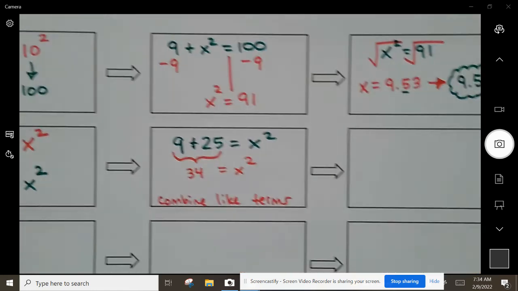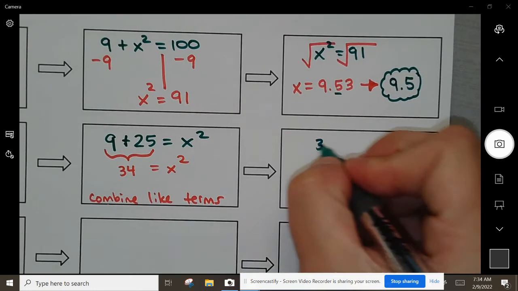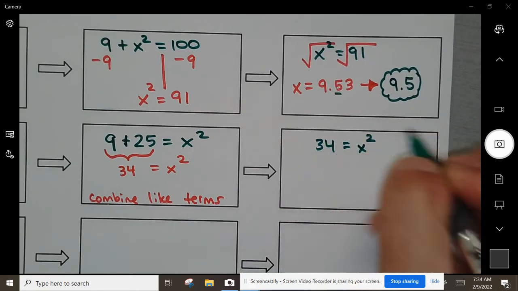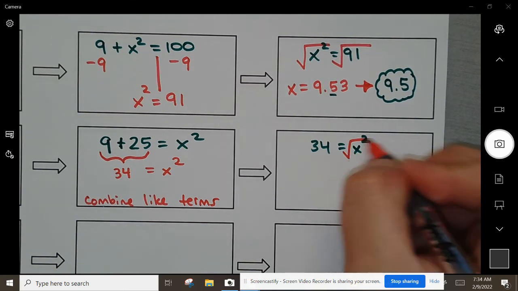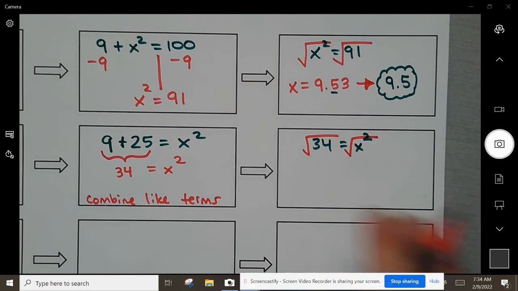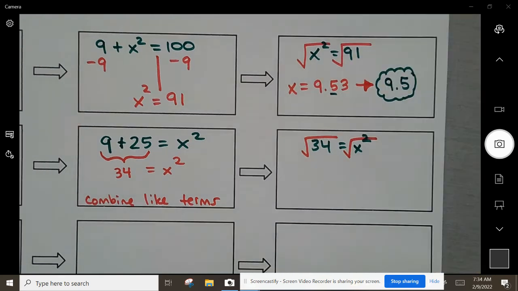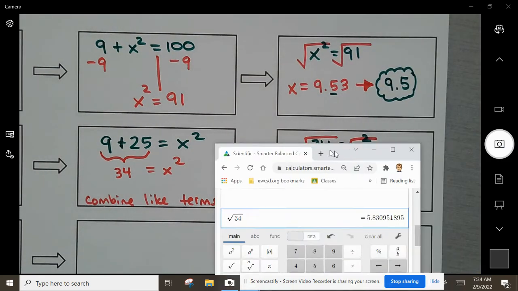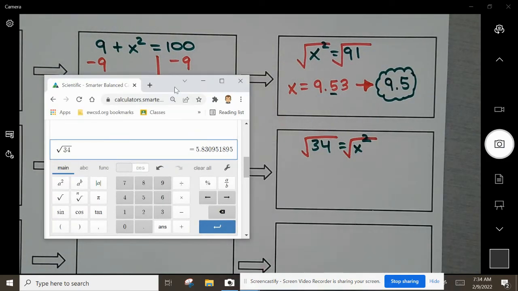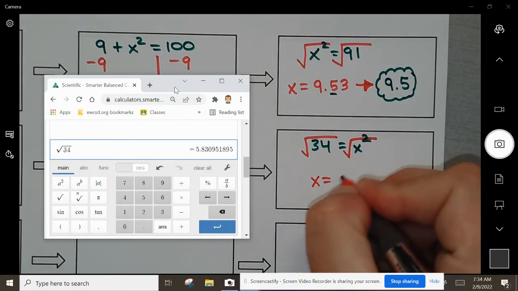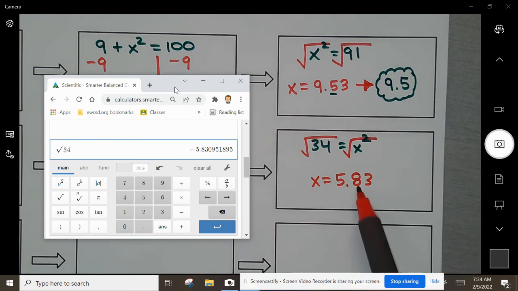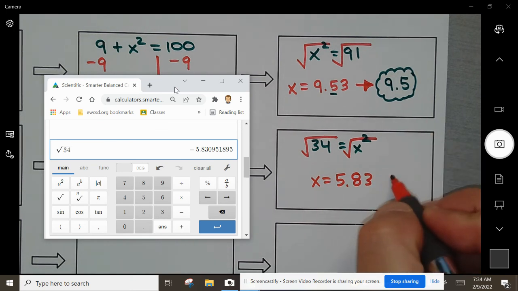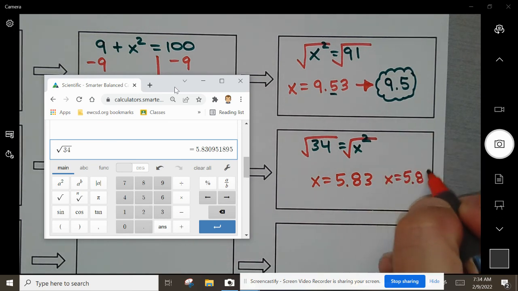Now let's move that over here. 34 equals x squared. Square root both sides. And the square root of 34 is going to be, put this over here, I get 5.83. X equals 5.83. Does that 3 do anything to the 8? Nope. So my answer is x equals 5.8.